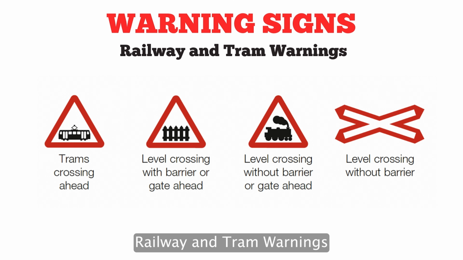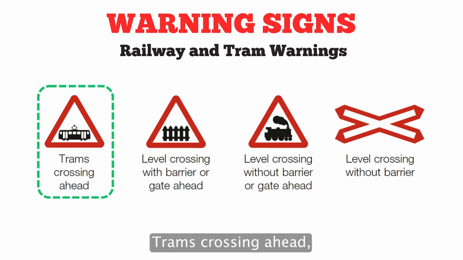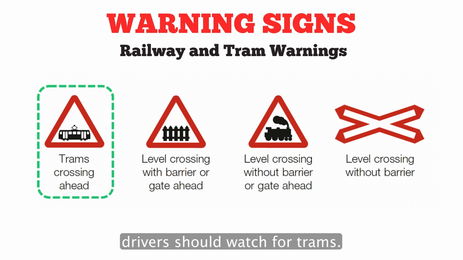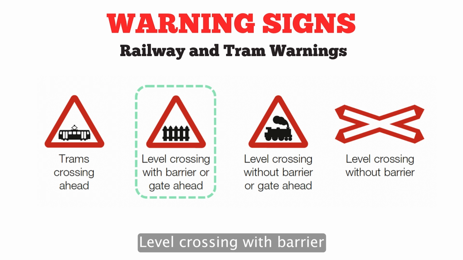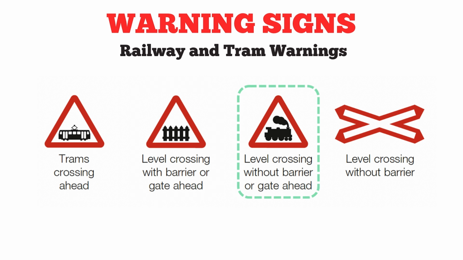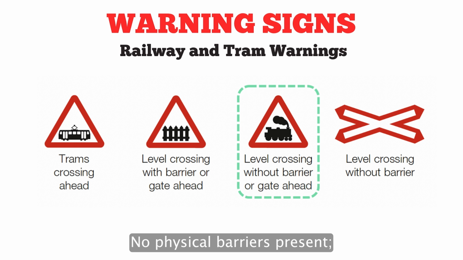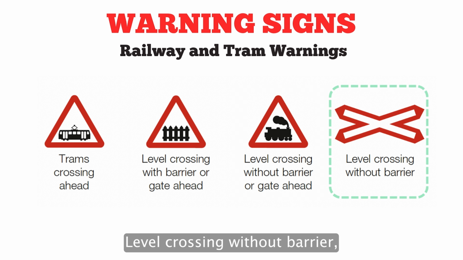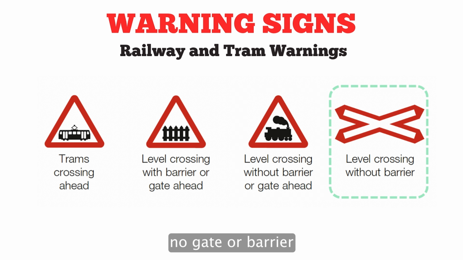Railway and tram warnings. Trams crossing ahead warns of tram tracks intersecting the road. Drivers should watch for trams. Level crossing with barrier or gate ahead indicates a railway crossing with physical barriers or gates. Level crossing without barrier or gate ahead, no physical barriers present. Proceed with caution. Level crossing without barrier, direct warning that no gate or barrier protects the railway crossing.